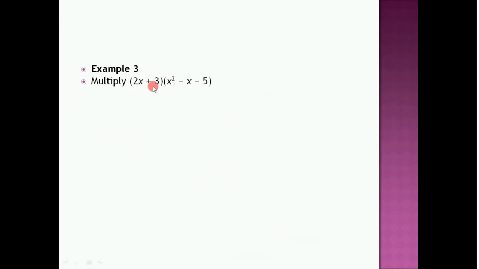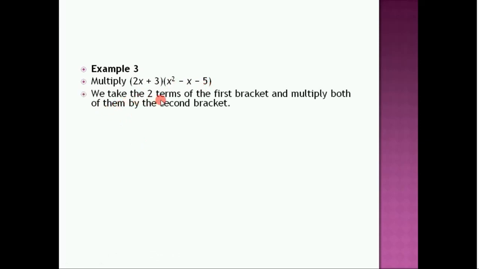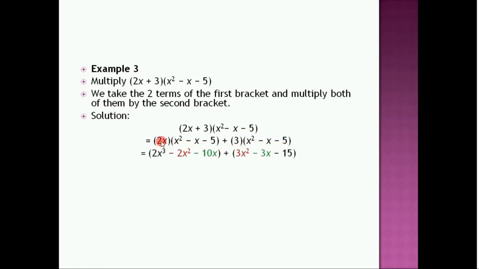Multiply 2x plus 3 into x squared minus x minus 5. We take the two terms of the first bracket and multiply both of them by the second bracket. Again, this is the same rule we used in the previous example number 2. I write 2x with the bracket x squared minus x minus 5, and again 3 with this bracket. When I multiply 2x into x squared, it becomes 2x cubed. 1 of this x and 2 of this x are added, that is 2x cubed.